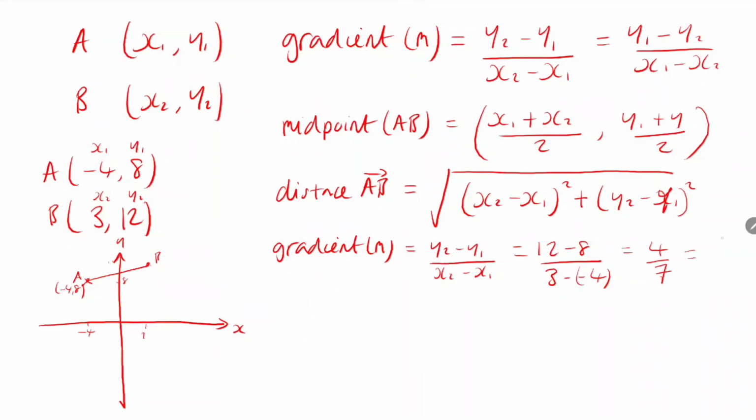Now, you'll notice that this is a positive quantity. You could convert this into a decimal. It's approximately equal to 0.57. So what that means is, for every 1 across in the x direction that we go, we would go up 0.57 in the y direction, which implies that it's quite a flat line, and it does look that way in our diagram.